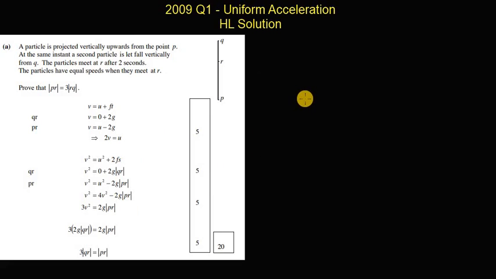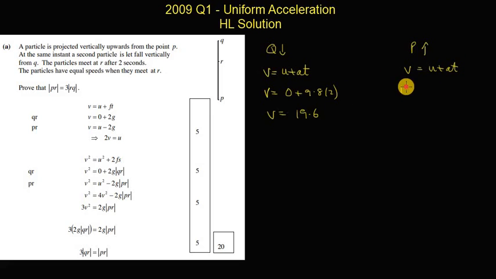I'm going to show you a way over here which I think is probably more intuitive. I'm going to let Q be the particle that's let fall, and I'm going to let P be the particle that is actually projected upwards. Because the velocities are the same, I can say v is equal to u plus at. So my velocity for this particle is 0, my initial velocity, plus acceleration by 2 seconds. So velocity is 19.6.